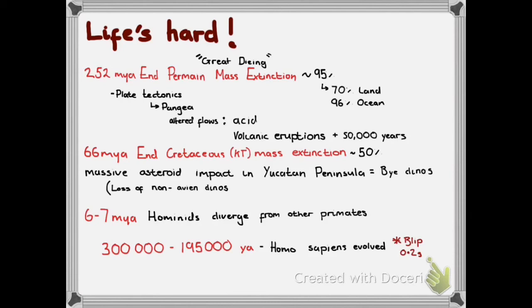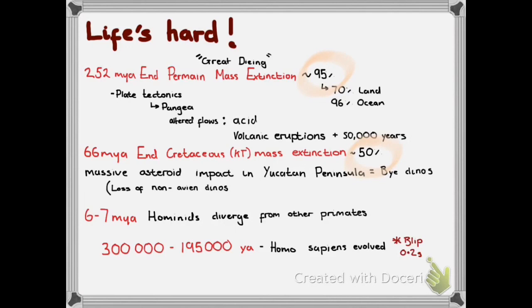Your next one is your end Cretaceous or KT mass extinction, which is what we lost our dinosaurs to. This was 66 million years ago, and it occurred when a massive asteroid impact happened in the Yucatan Peninsula. And we lost all our non-avian dinosaurs, which are your non-bird dinosaurs. So although this one's what everyone knows about the most, it actually wasn't as bad as the Permian one, as we only lost 50% of them. However, if you think about it positively, this is what allowed us to evolve.